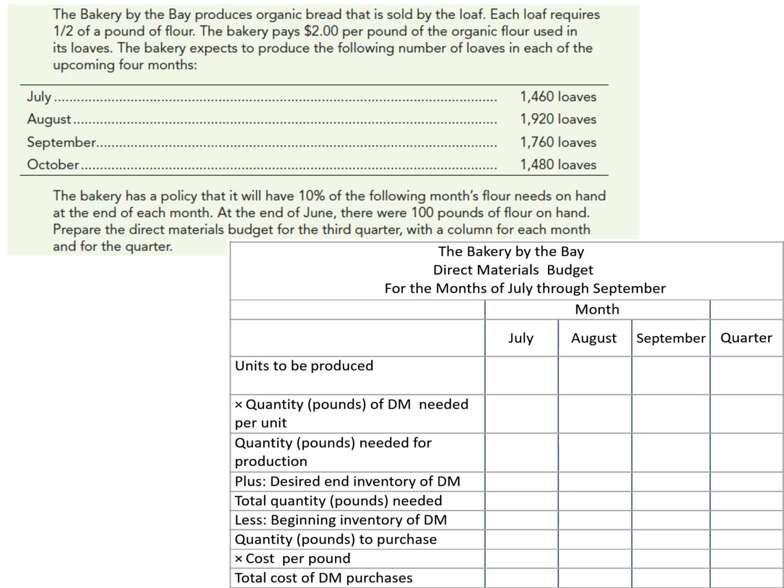Okay, so let's go ahead. Units to be produced. Well, that's given to us, so we just need to plug that in. 1460 in July, 1920 in August, 1760 in September. Add that all together, we get 5140 for the quarter. We don't need October's just yet. Now the quantity of direct materials needed per pound. Well, it says each loaf uses a half a pound of flour, so we'll put 0.5.